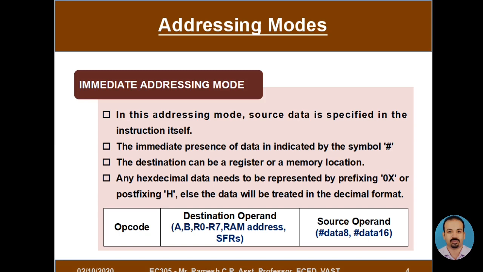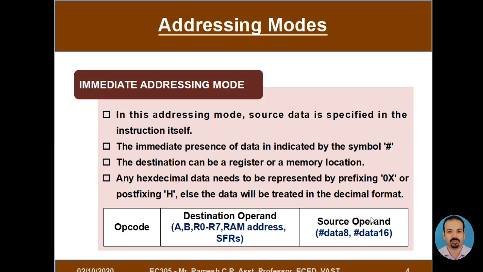Okay, so when we need to provide a hexadecimal value, either we need to use the prefix 0x before the 8-bit value, or you need to use the postfix h after the 1 byte value.